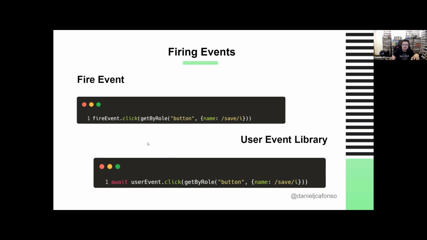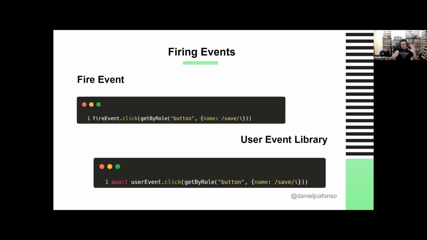And then inside of that function, you pass it the node where you want to fire the event. Here we are firing a click event on a button, because we are using getByRole, and it will look for a button that has the text save on it. So here we'll fire a click on the save button. Now, this is a good way to fire events, but it's not how a user interacts with them.